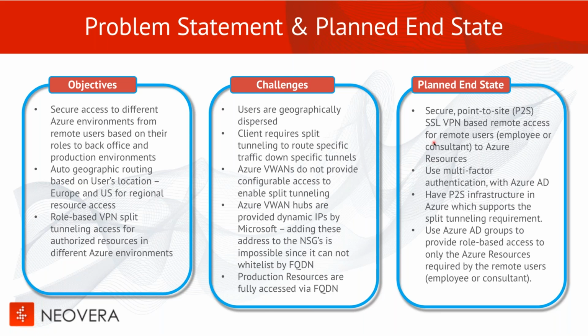So the plan end state is, again, they're going to have secure point-to-site, point meaning that customer, wherever they're at, to this particular site using SSL VPN based access. And again, we're going to split that off between internal and external employees and consultants, and I'll share that in a minute. We're also going to use multi-factor authentication, so it's not just ID and password. We're going to further secure it with the MFA provided by Azure. And again, the technology we're going to use for this infrastructure will have to support the split tunneling.